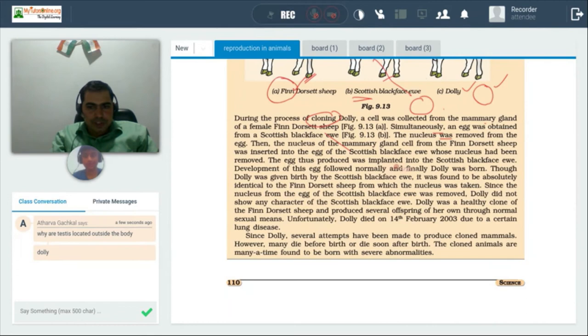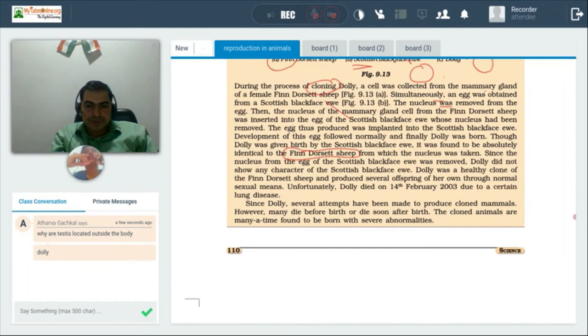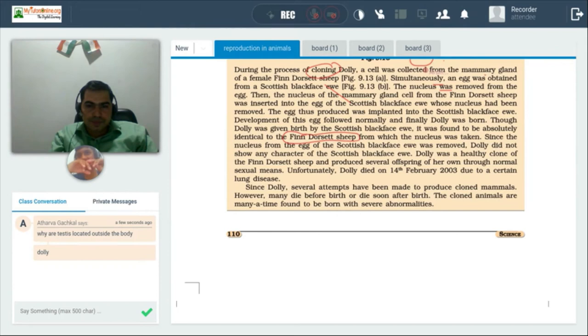So tell me, repeat what we have discussed up to here. Sorry, am I boring you? Then tell me what I have told. You had told me about the sheep called Dolly. She got cloned from the two sheep called Finn Dorset Sheep and Black Dorset Ewe something.